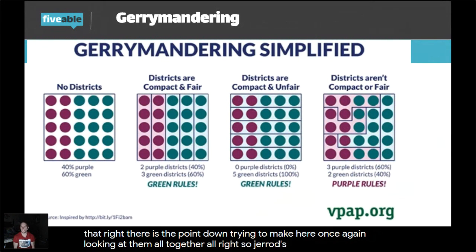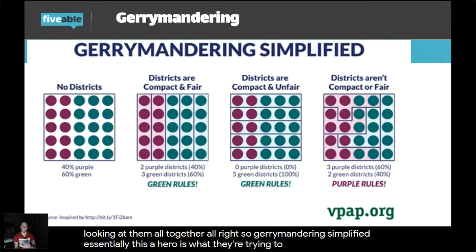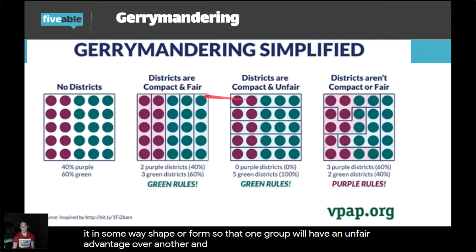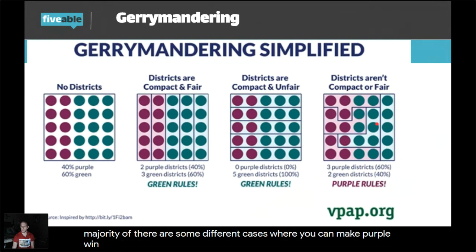So gerrymandering simplified. Essentially, this here is what they're trying to do. They're trying to make it in some way, shape, or form so that one group will have an unfair advantage over another. And notice that even though green has the majority, there are some different cases where you can make purple win, even though there's a majority of people that are green. And that's the point here.